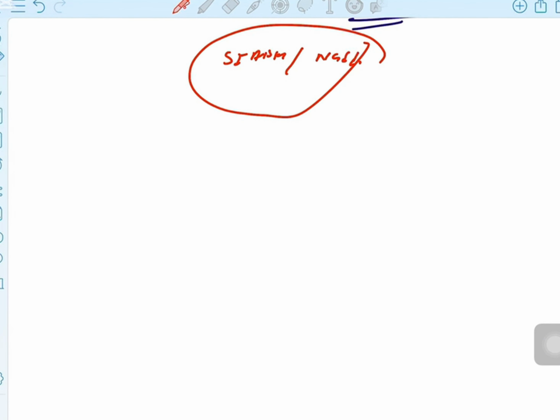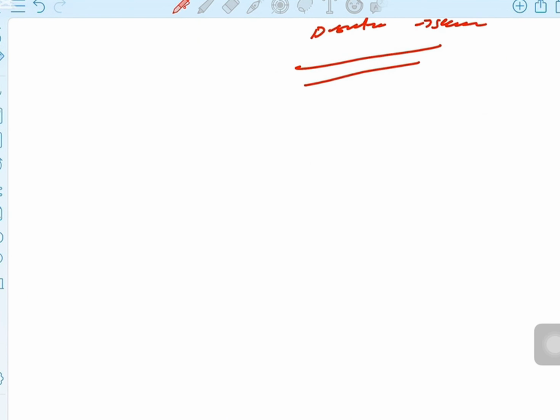I hope you understand this one, because you know that a low level of sodium causes confusion, can lead to lethargy, other than that disorientation, and even seizures.